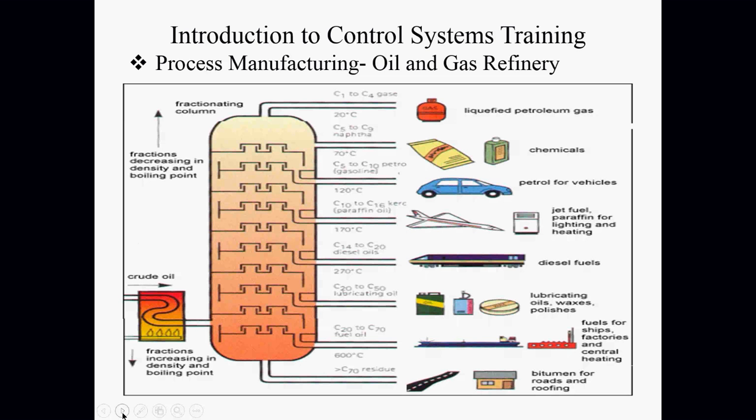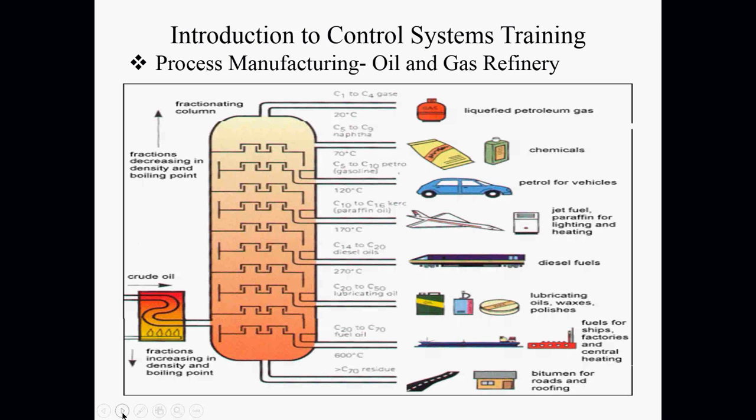Okay. So this now is an example of a process industry: process manufacturing in an oil and gas refinery. I am sure that most of us can recognize the image there. It's a fractional distillation column. How many of us actually remember this? Most of us can recollect that this is a fractional distillation column. We must have studied it at one point or another in our educational background.